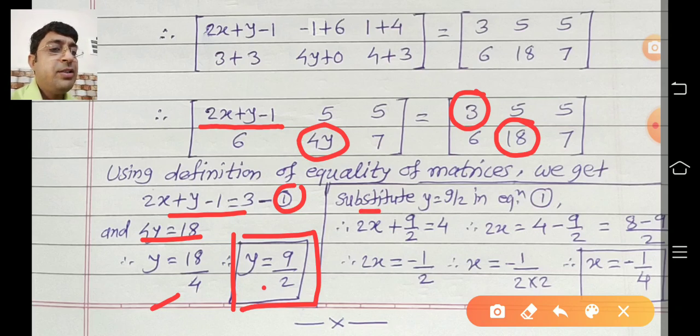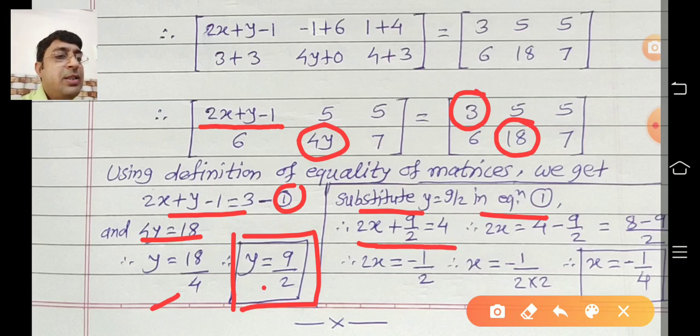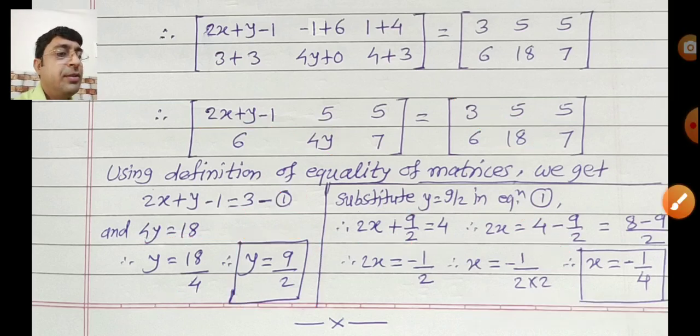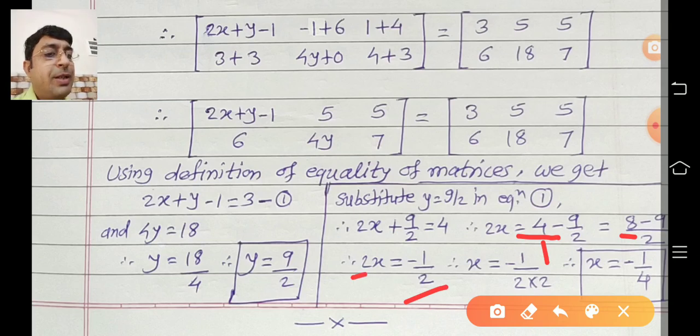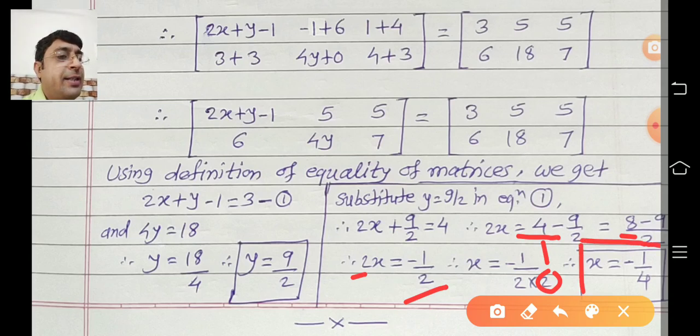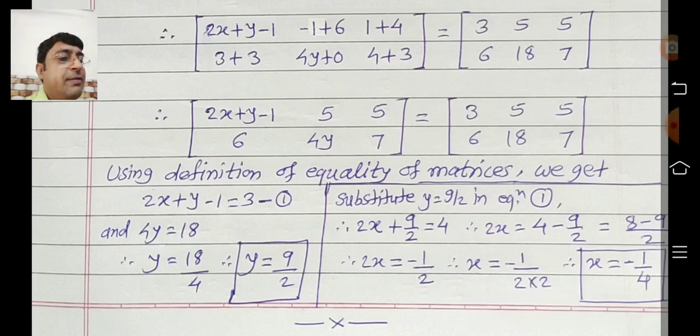This value of y substituting in equation number 1, then 2x plus 9 by 2 equal to 4. Then 9 by 2 taking on the right hand side, then minus 9 by 2. Denominator of 4 is 1 here. Do the cross multiplication. So 8 minus 9 by 2. Answer is minus 1 by 2. 2 is multiplied here. Shift on the right hand side. So divide. Then minus 1 upon 2 into 2. So we are getting the answer of x is minus 1 by 4.